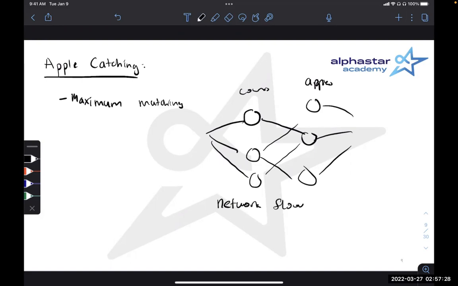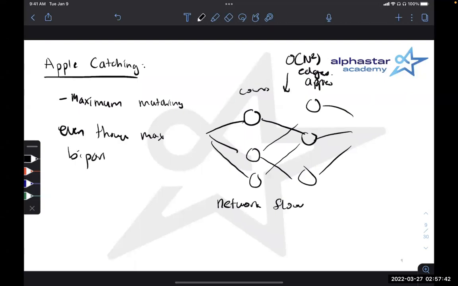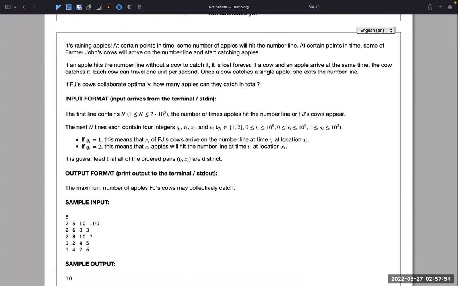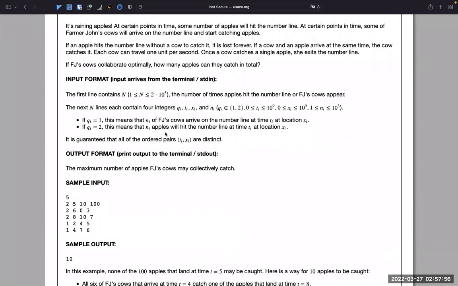However, the important thing to note is these are O of n squared edges. So even though max flow would work, it's too slow. You need much fewer edges. So it's not going to work.